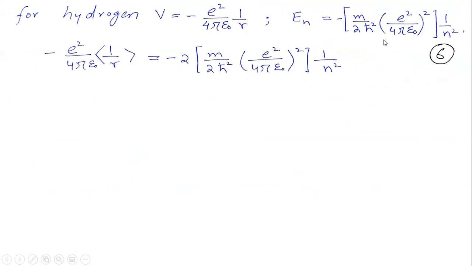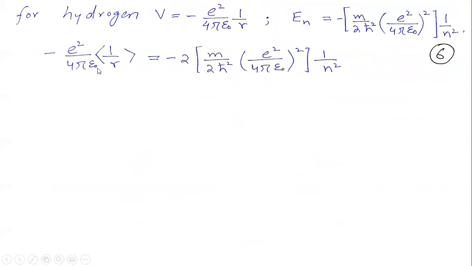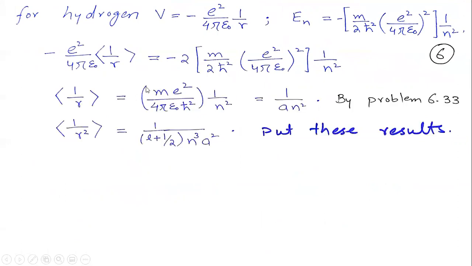We know that from the fourth chapter. Now just plug these two results into the above expression. e square over 4 pi epsilon naught is a constant here, and 1 over R, where R is the variable. A little bit of rearrangement of this equation will give the expectation value of 1 over R equals m e square over 4 pi epsilon naught h square times 1 over n square.